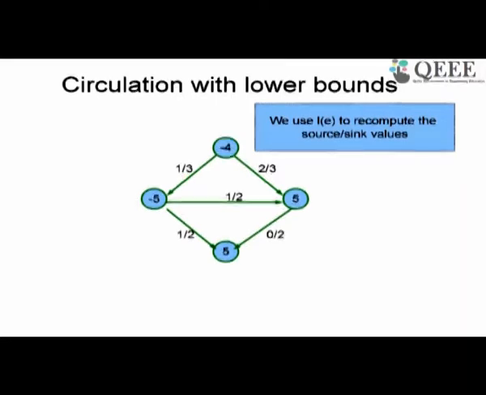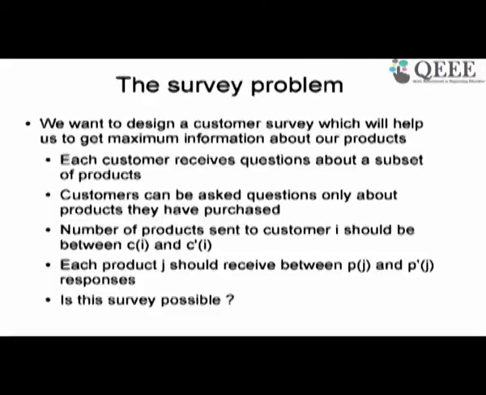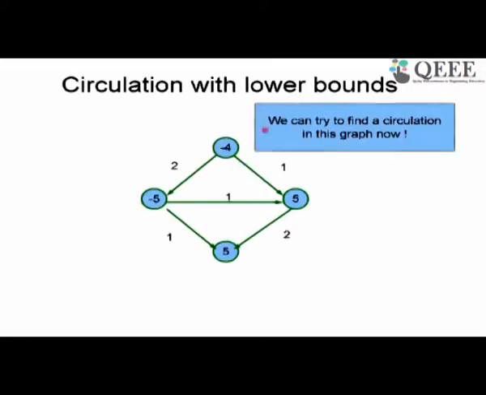I can recompute the source and sink values based on this. This node is sourcing 3, this one is sourcing 3, but you want to send out 3. Actually I should not have put minus 4, this should have been minus 3. Anyway, you can recompute the source and sink values based on the minimum values that I have written there, and once you have done that, you can convert this again into a flow graph and then run Ford-Fulkerson on it.